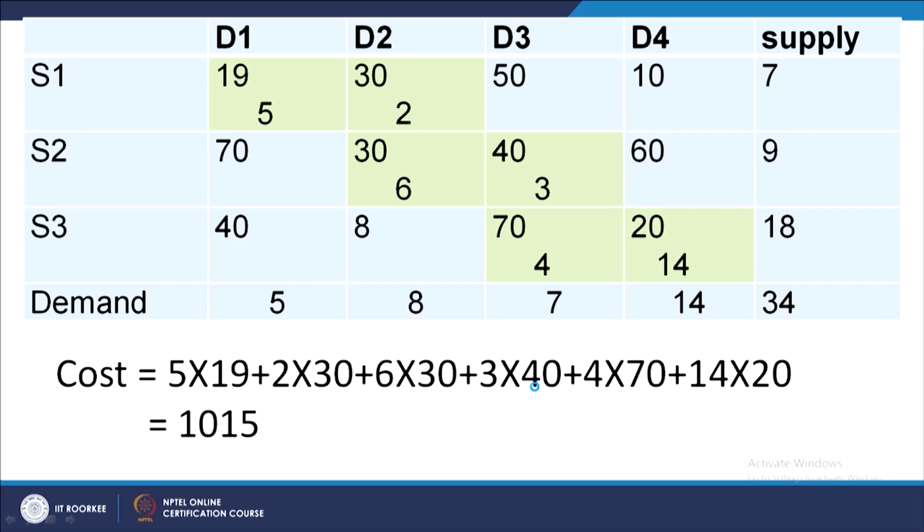Now, once you have done this, you need to obtain the objective function value, that is the cost. The cost corresponds to the Cij's that are given and the amount of allocation. So, 5 into 19 plus 2 into 30 plus 6 into 30 plus 3 into 40 plus 4 into 70 plus 14 into 20, which turns out to be 1015.